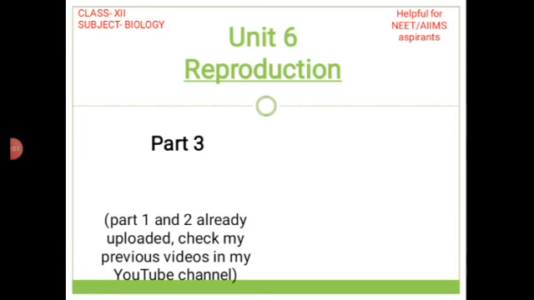Hello students, in this video we will discuss the remaining part of asexual reproduction. In part 1 we discussed the types of asexual reproduction, and in this second video we will discuss one part of asexual reproduction, that is vegetative reproduction. In this part 3 we are going to discuss the parts of vegetative reproduction, along with the advantages and disadvantages of vegetative propagation and of asexual reproduction. So let's move on to the topic.